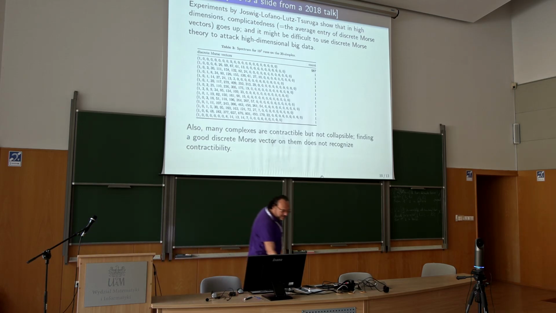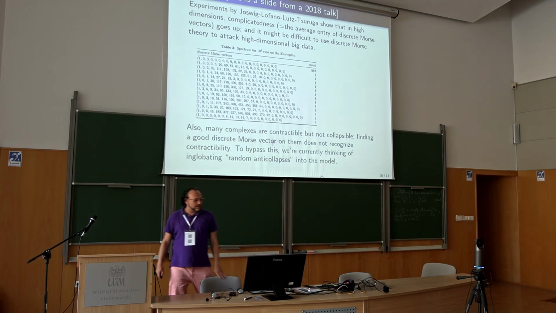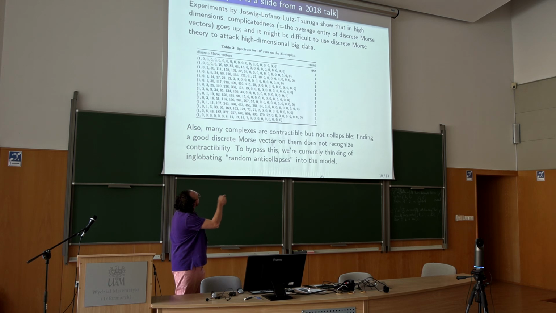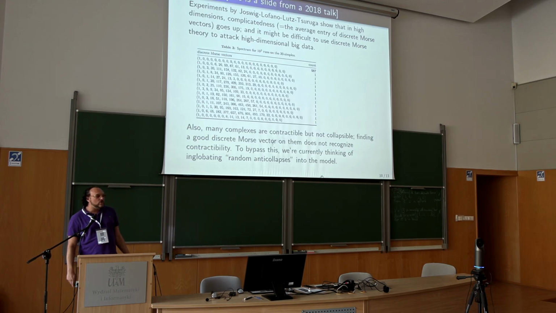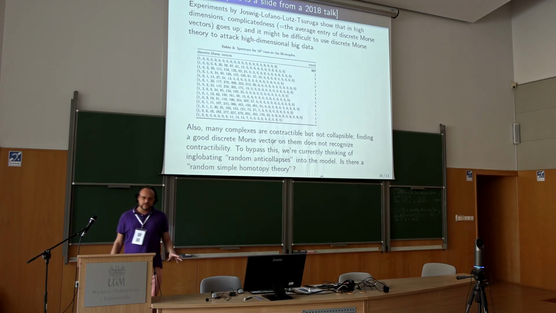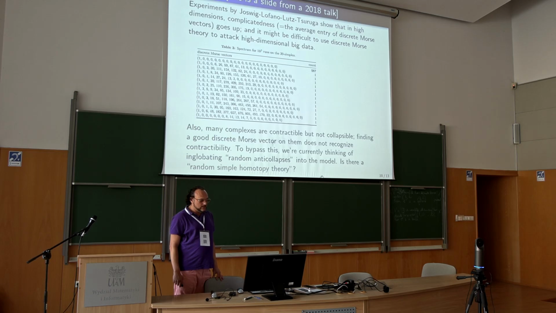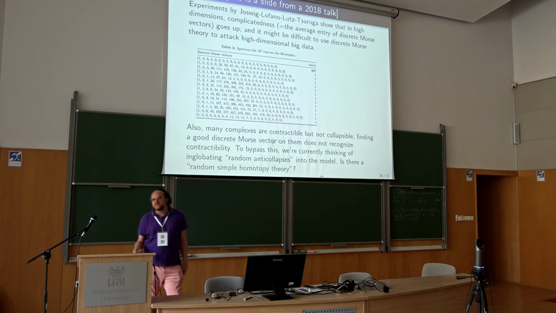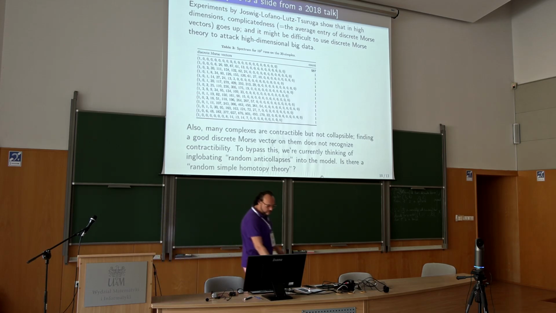Okay, so this is a slide that I picked from a talk I gave in 2018, without changing it. Well, I changed the title of the slide. I was saying that we were thinking of changing things: instead of doing discrete Morse theory, try something different in which you would incorporate random anti-collapses into the model. And so I was asking, is there a random simple-homotopy theory? Any questions?